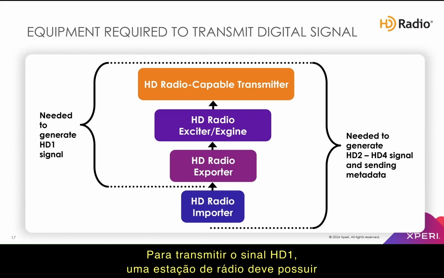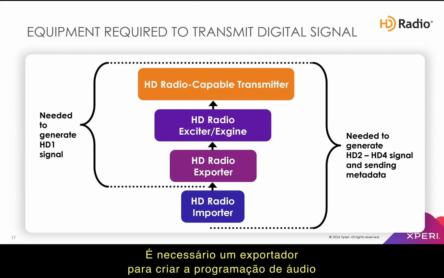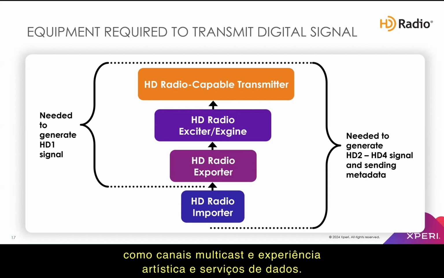To broadcast the HD1 signal, a radio station must possess a transmitter that is linearized for Class AB amplification. Additionally, it requires an HD Radio gene to produce layer 1 OFDM modulation. Also, it needs an exporter to create the HD1 HDC encoded audio programming for the layer 1 modulator. The HD importer functions as a multiplexer for all services beyond HD1, such as multicast channels, artist experience, and data services.